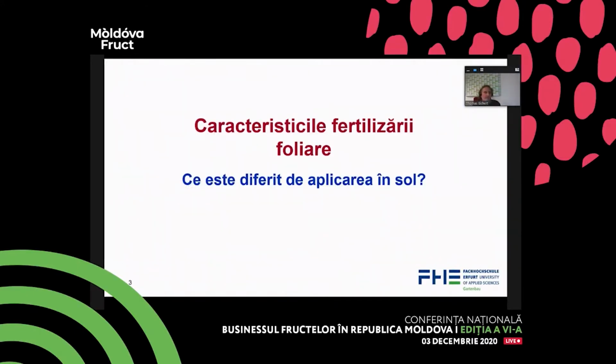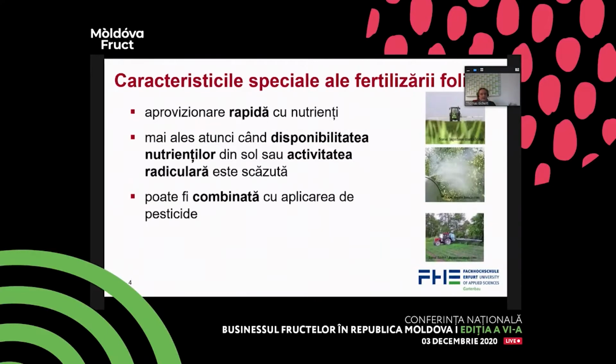What are the features of foliar fertilization, and what are the main differences from soil uptake? Well, everybody using foliar application knows that it delivers the nutrients quite fast. It's a fast absorption, fast supply, and the main advantage is when root uptake is limited. Maybe if root activity is low because the soil is too dry, or the pH is so high that the plants cannot absorb, for example, micronutrients such as iron.